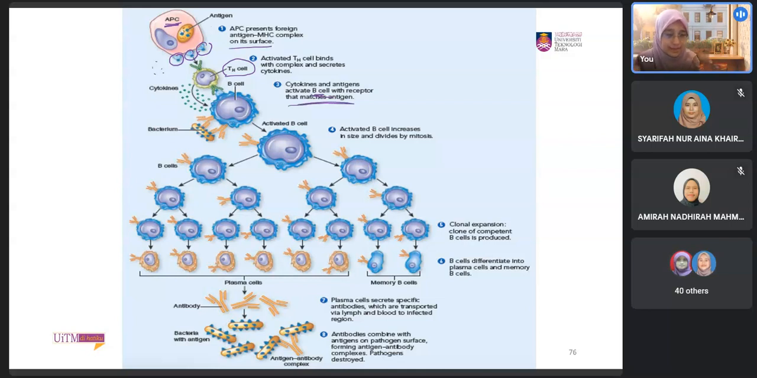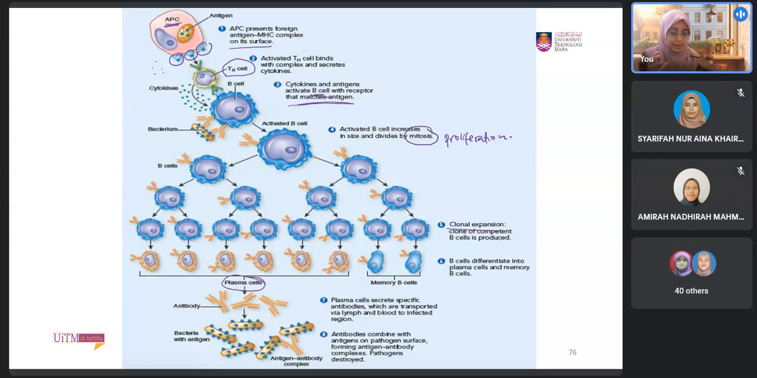So again, ini adalah third line defense. Dia punya tindak balas adalah specific antigen. Mesti B cell yang mempunyai receptor that matches with the antigen engulfed by the APC initially. Okay, so activated B cell increases in size and divides by mitosis. This is the process of proliferation, membahagi dengan banyak. Proliferate into many, so that you have many B cells that have receptor against that specific antigen. So now is the clonal selection, or clonal expansion lah. So clone of competent B cell is produced. So you produce the effector cell. As you can see, the number of the effector cell is more.